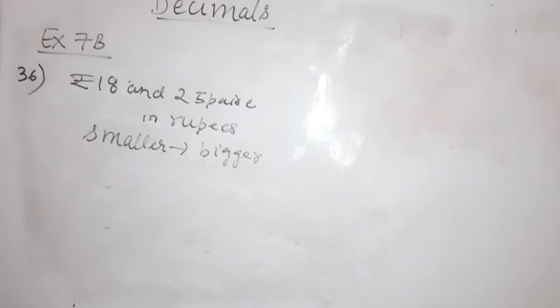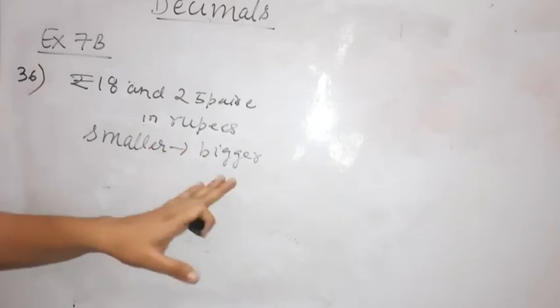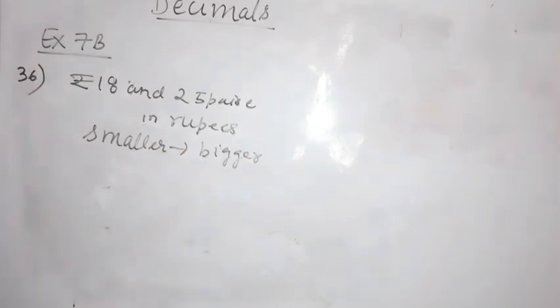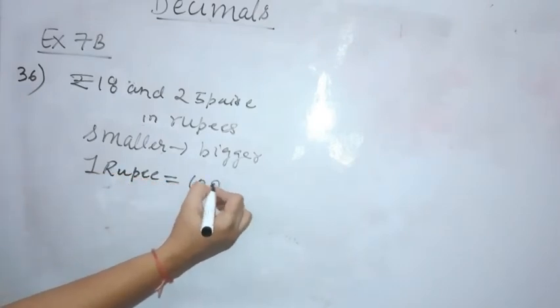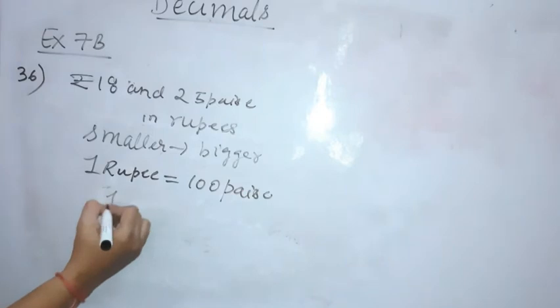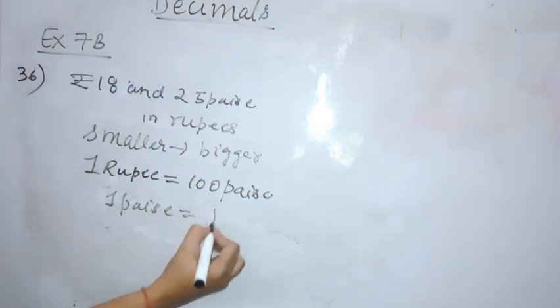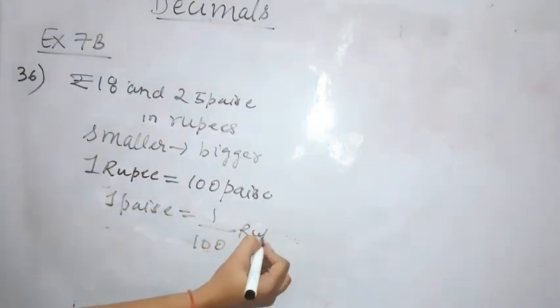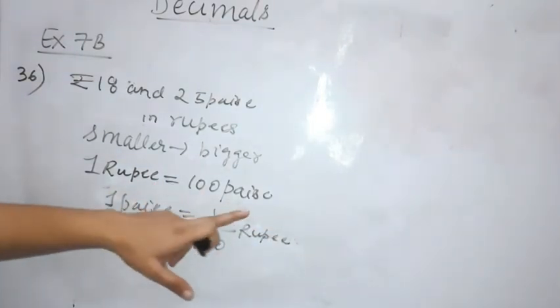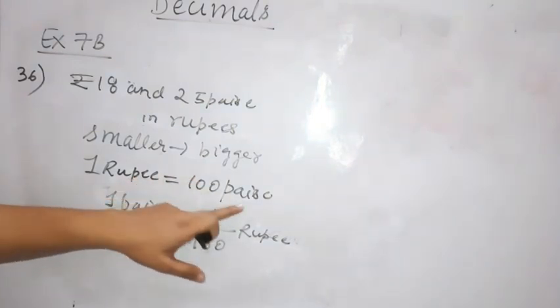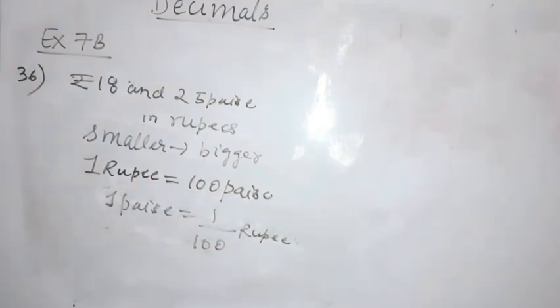If you know the answer, you can comment down in the comment section. Kindly pause the video and comment down in the comment section. We are going from a smaller unit to a bigger unit. That means we have to divide, and we all know that 1 rupee is equals to how many paise? 100 paise. In the same way, 1 paise is equals to 1 upon 100 rupee. This is the process. Paisa into rupee means division. Rupee into paisa means multiplication. Big to small is multiplication. Small to big is division.